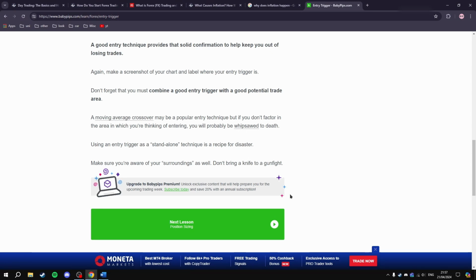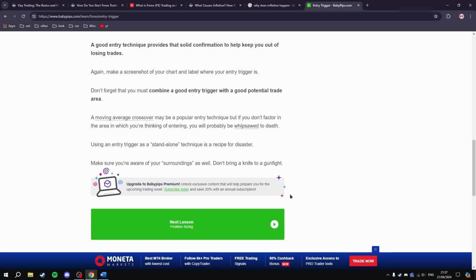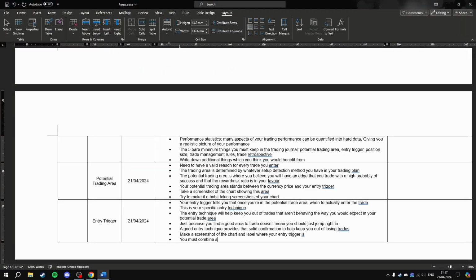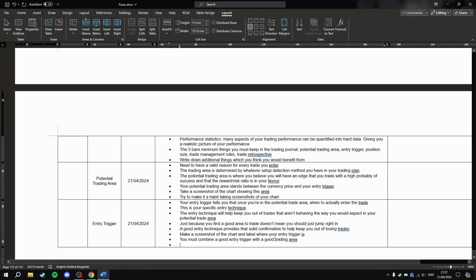Again, make a screenshot of your chart and label where your entry trigger is. Don't forget that you must combine a good entry trigger with a good potential trade area.